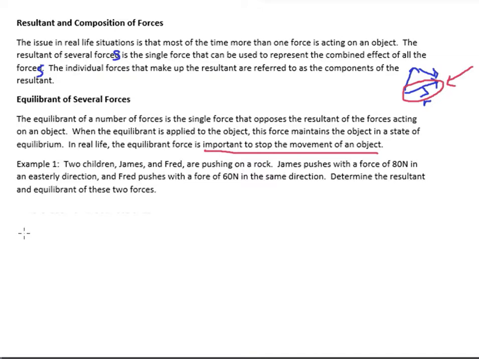Here's just a little example. Two children, let's call them James and Fred, are pushing on a rock. James pushes with a force of 80 newtons in an easterly direction. So we've got never eat shredded wheat. James pushes 80 newtons easterly, and Fred pushes with a force of 60 newtons in the same direction. Determine the resultant and the equilibrium of these two forces.